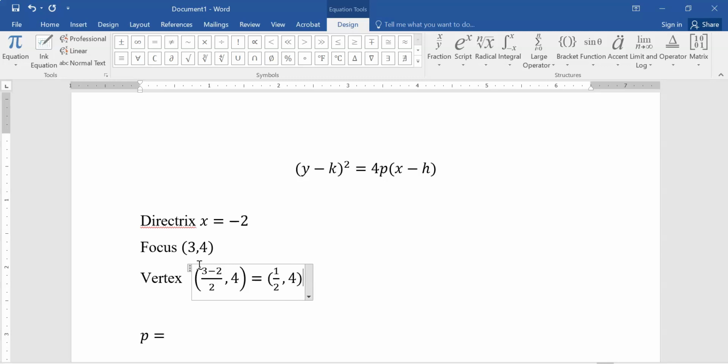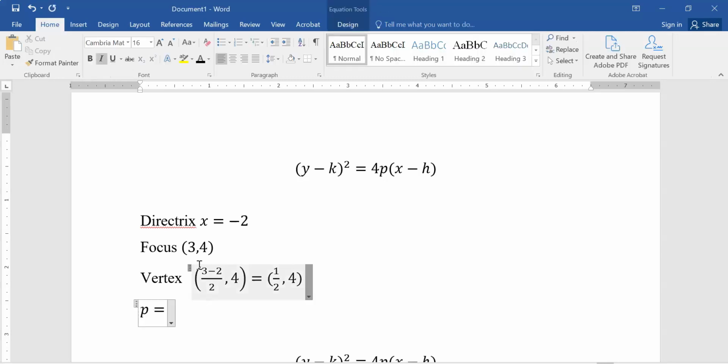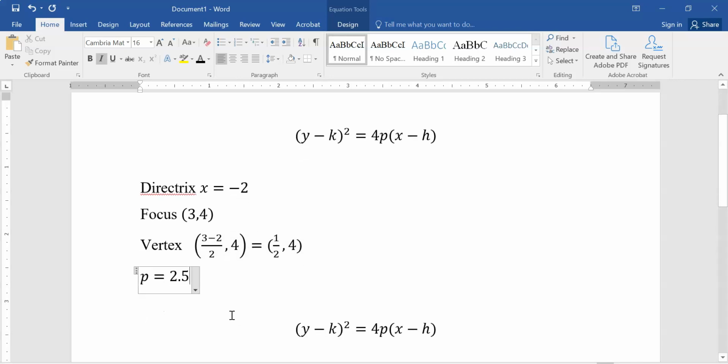Now what this means is that the p, remember p is the distance from the focus to the vertex, p is going to be 2.5. And since we're pointing to the right, that is going to be a positive 2.5. Again, I'm looking at the distance from 3 to 1/2, and that's 2.5. You could have also found the distance from 1/2 to -2, and that's 2.5 as well. So we're going to use a positive 2.5 as our value for P.